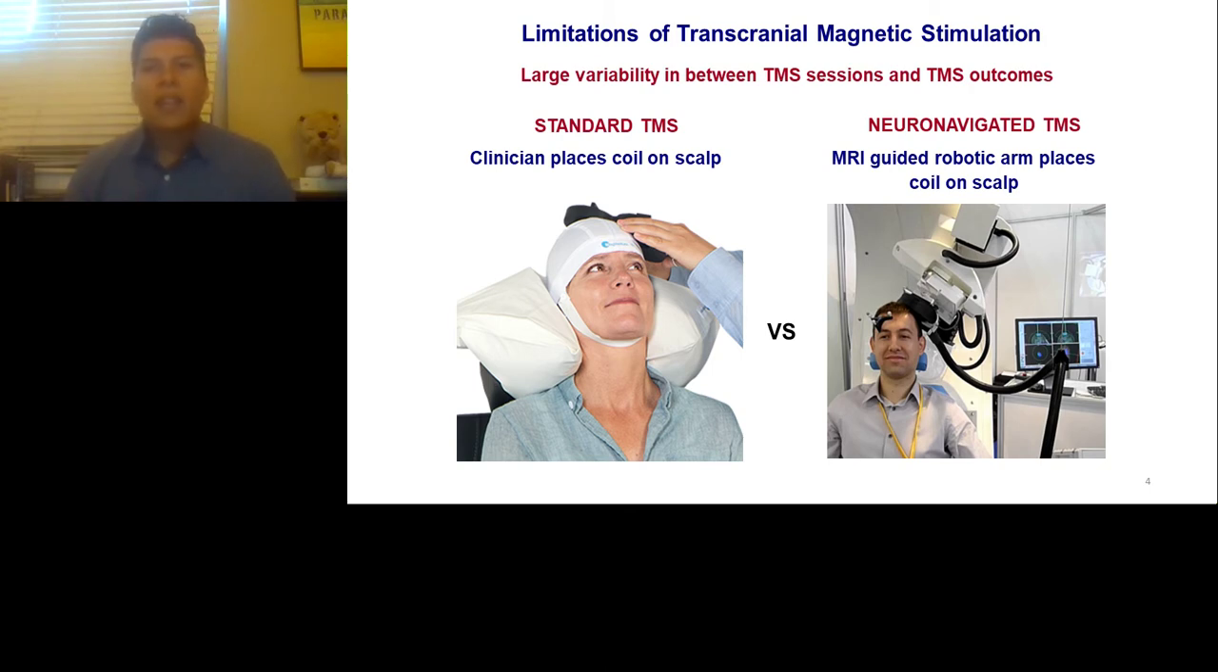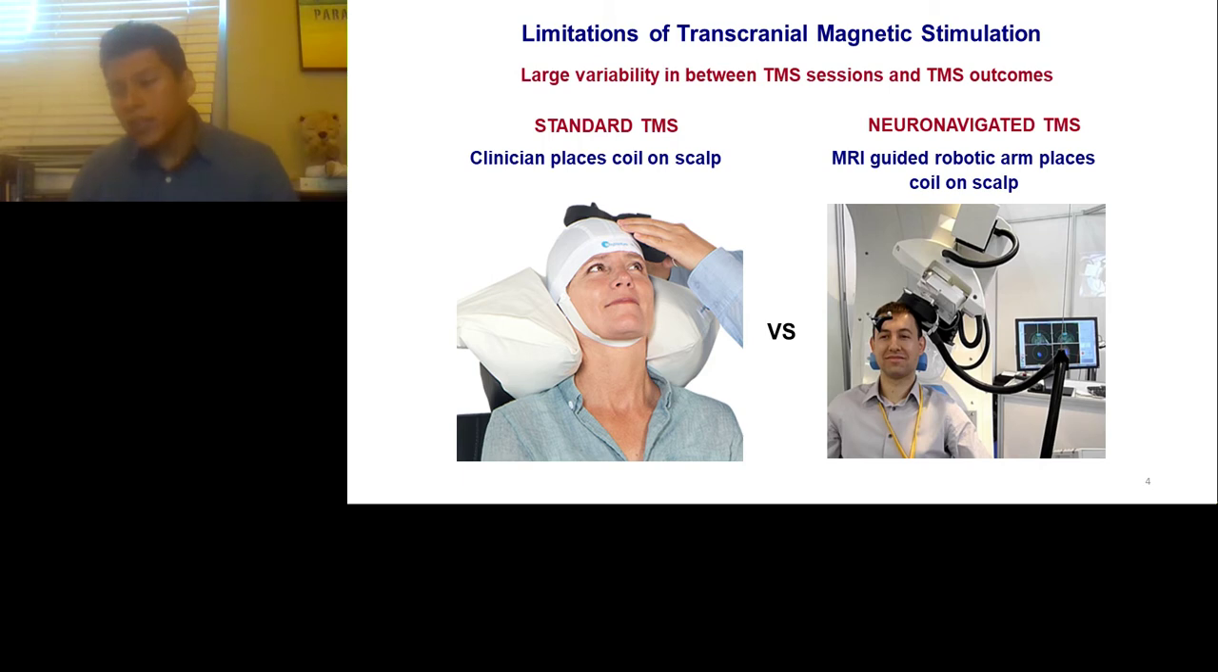There are more advanced neuronavigated TMS systems that use MRIs along with cameras and robotic arms to virtually remove the error in coil placement. However, these are expensive. And more importantly, we do not know to what extent coil placement uncertainty results in variability in the electric field induced on targeted cortical sites.